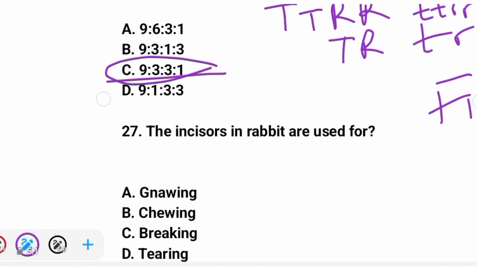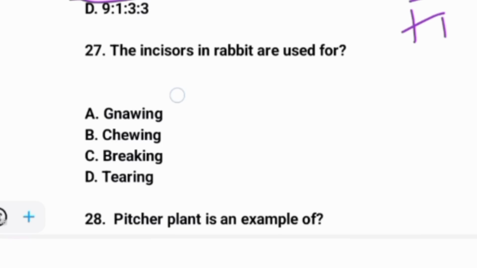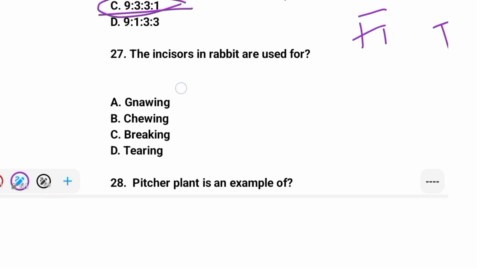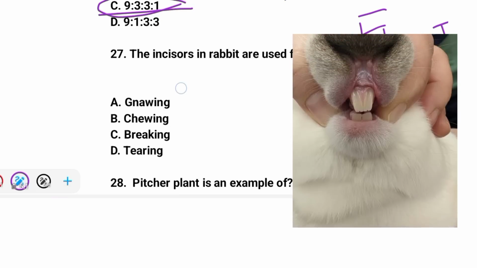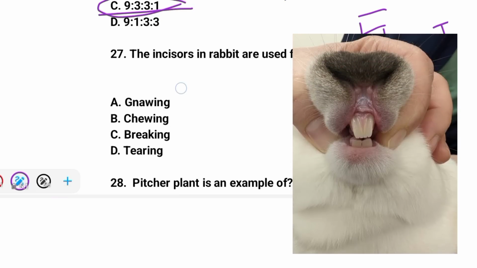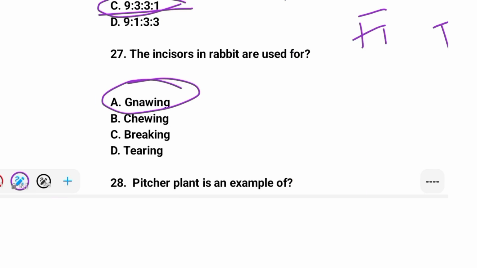So let's move on. The incisors in rabbits are used for dash. Now, incisors are the teeth in the front of the mouth of the rabbit, as you can see in the diagram right now. They are actually used for cutting or gnawing. Gnawing means cutting. They are not used for chewing. Chewing is for molars and premolars, and breaking too. Breaking is for premolars and molars. But tearing is for canines. Canines are used for tearing. So the answer is gnawing.